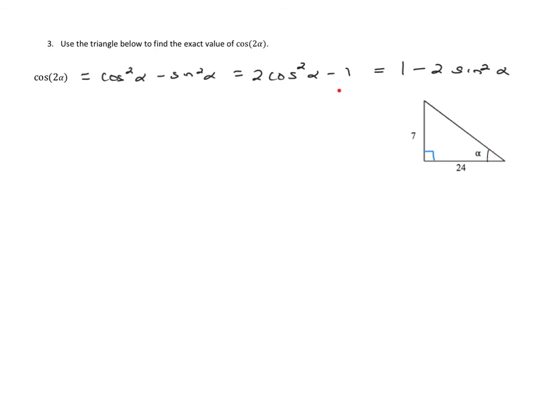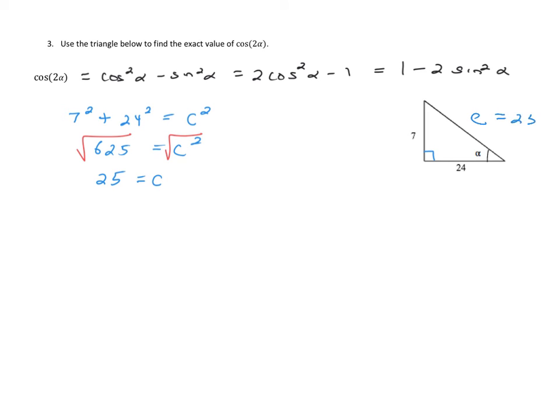If you want to use any of these formulas, you first have to know what cosine of alpha is or what sine of alpha is, and that we can figure out from this triangle. For example, cosine of alpha is the adjacent over the hypotenuse. Sine is the opposite over the hypotenuse. Basically, we need to know the hypotenuse, which is c. I'm going to use the Pythagorean theorem to figure that out. 7 squared plus 24 squared is equal to c squared. I'll simplify this in my calculator. 7 squared plus 24 squared is 625. And if we solve for c, which is a positive value, we get 25.